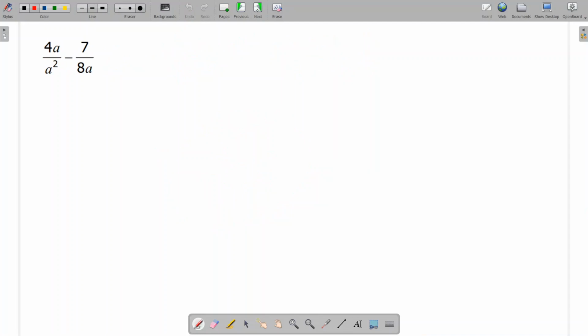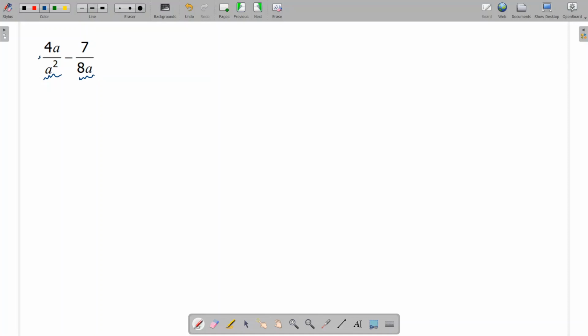So let's say we don't have a common denominator. The first thing that we need to do is get a common denominator. So we have a squared and 8a. We need to think about what we could do to make those the same. Okay, the way I like to think about it is this denominator is missing the 8. This denominator is missing the a squared. So we need to think, what would we multiply by to make that happen?